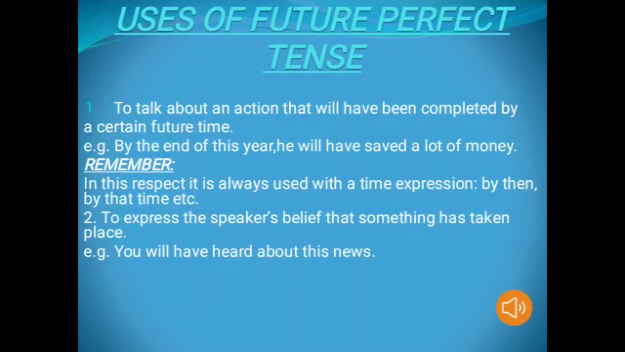Uses of future perfect tense. First point, to talk about an action that will have been completed by a certain future time. For example, by the end of this year, he will have saved a lot of money. Now the certain future time here is the end of the year. Remember one thing, in this respect it is always used with a time expression. For example, by then, by that time, etc. In the above example we have written by the end of this year.